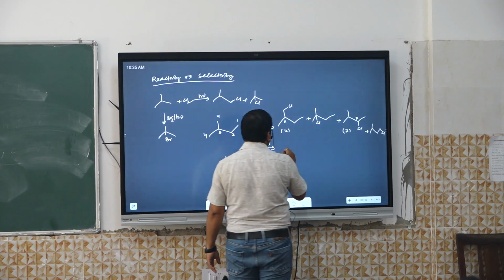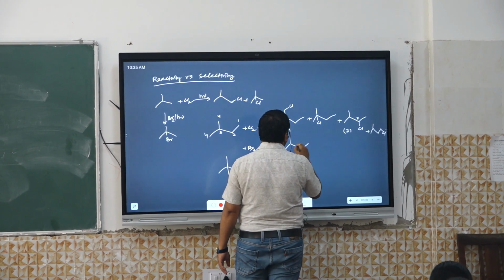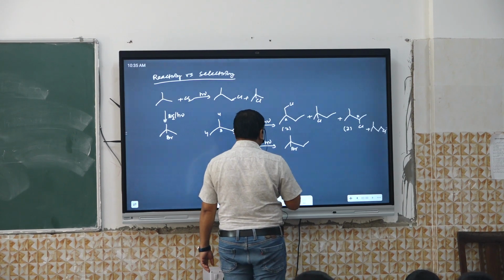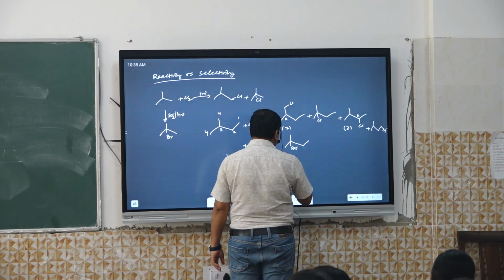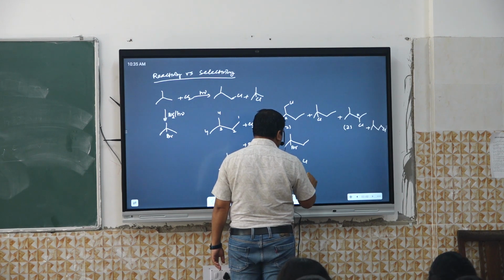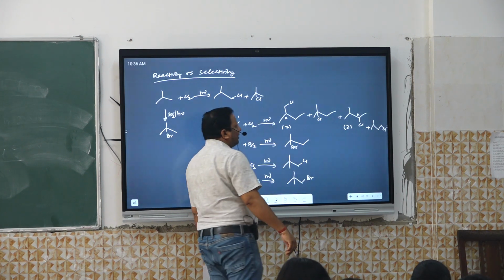Second, only tertiary product. Then third, all are identical, so it doesn't matter whether this is chlorination or bromination, a single product will be formed.